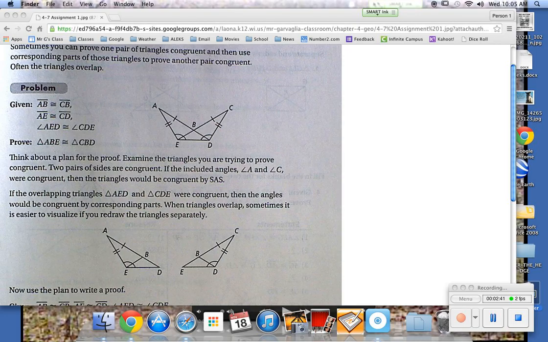So we have to prove that triangle ABE is congruent to CDE. Okay? CDB and AEB.